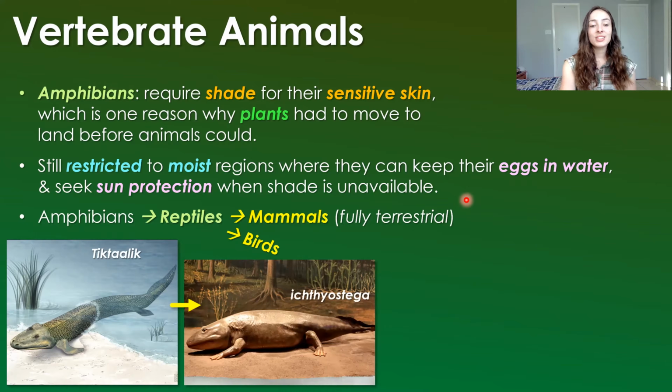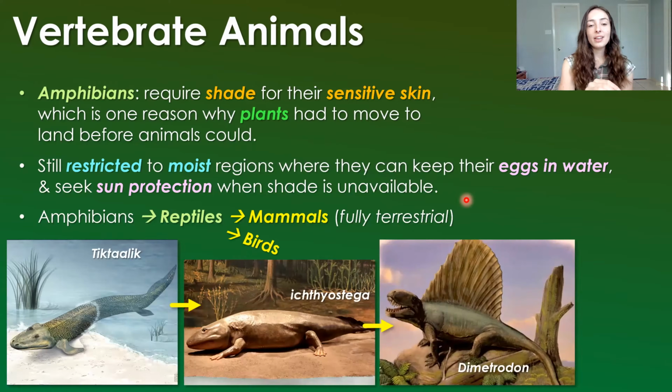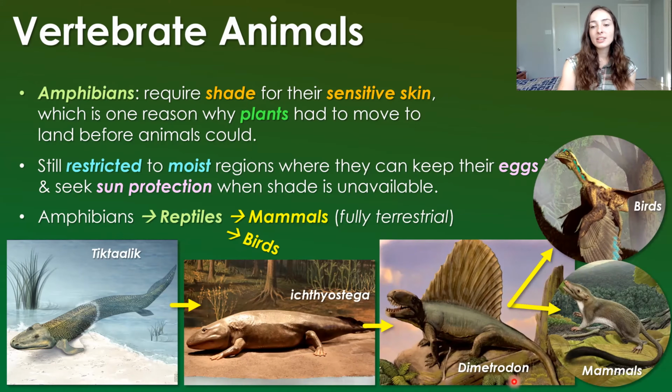Again, it started with Tiktaalik, which led to things like Ichthyostega, which was one of the super early amphibian species that came from Tiktaalik or Tiktaalik-like ancestors. And then eventually Dimetrodon organisms, which were a type of mammal-like reptiles called synapsids, eventually did lead to the evolution of mammals. And also, reptiles led to the evolution of birds eventually, but not through Dimetrodon.